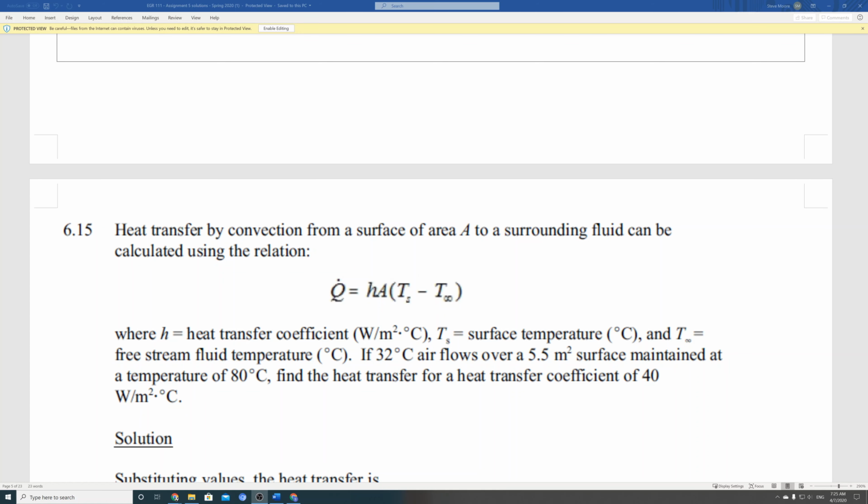Now, when you see Q, Q is typically used to represent heat. Heat is energy, so it's going to be in units of joules, or for work it's the same thing as foot pounds. Newton meters, a joule is a Newton meter. So in this case, you'll see the units here are in meters and degrees C.